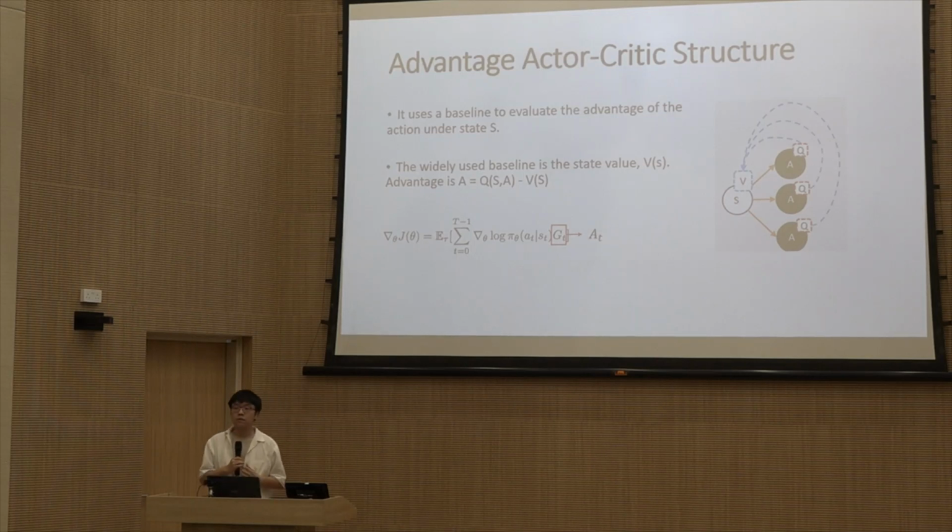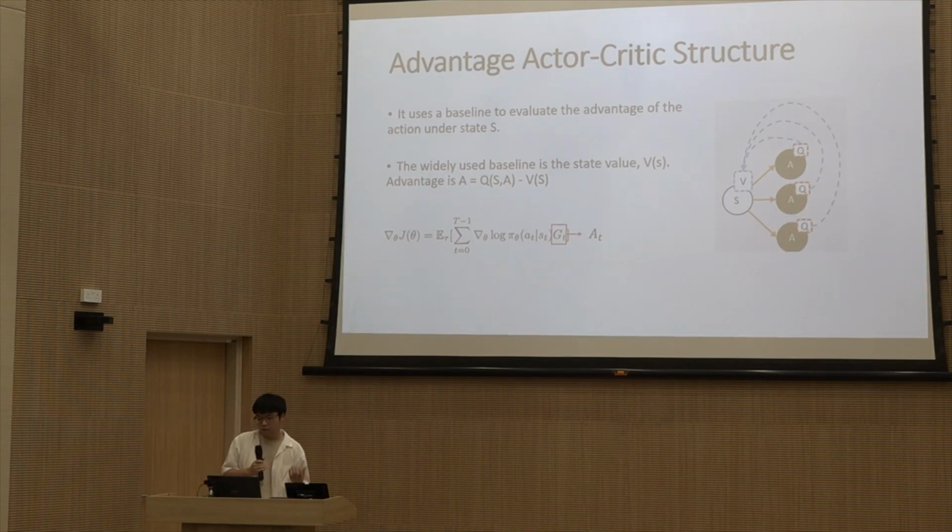So the advantage actor-critic is a small improvement from the normal actor-critic structure. So it mainly uses a baseline to evaluate the advantage of the action under every state S. So why we need to use this baseline is because maybe under some certain state, the actions are all good, while in other states, the actions are all bad. So directly giving a value to all the actions is not stable. It's not a stable way because we cannot just tell from a value whether this action is better or worse than the other actions that can be selected under this state.